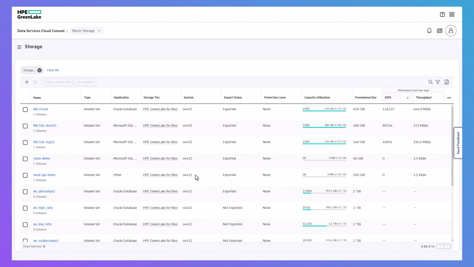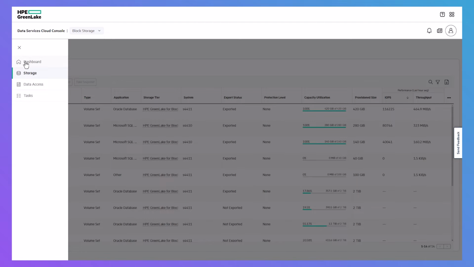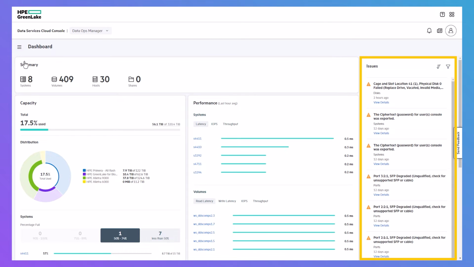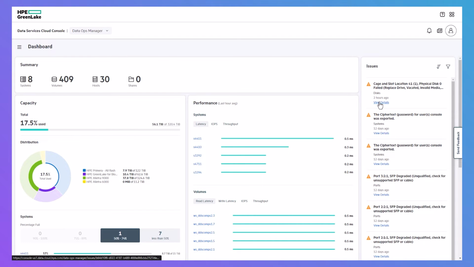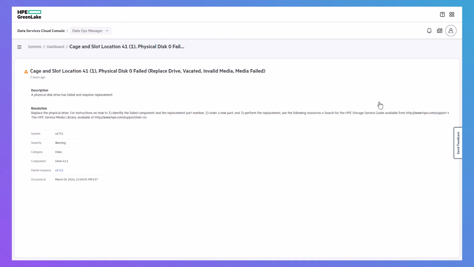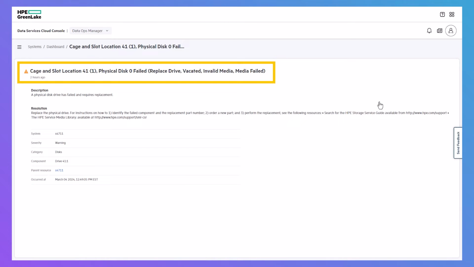Back at the dashboard, I want to point out the Issues area, where you can see alerts of any hardware issues and see software that's available to be deployed. These systems have some failed cables, and I also see that one of the drives has failed, so let's go check that out. The failed drive's data has been evacuated, and it's ready to be replaced.